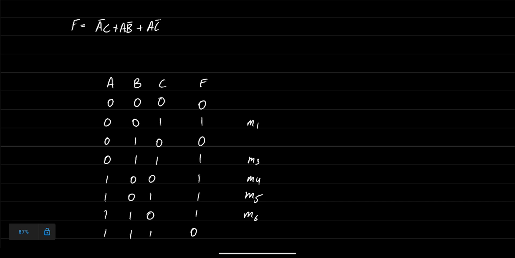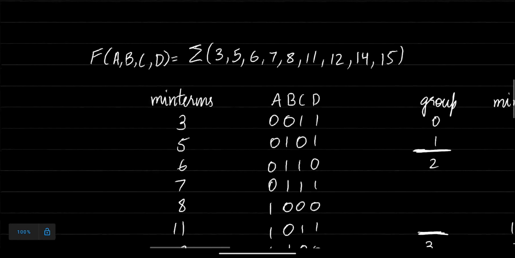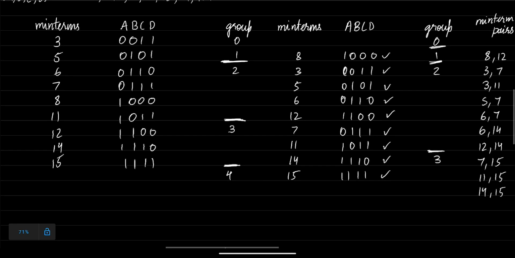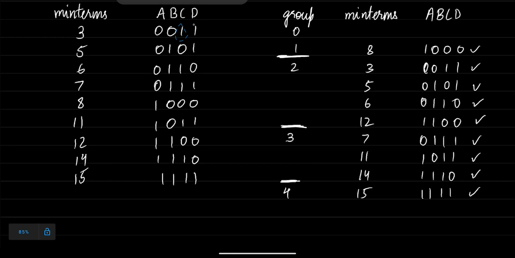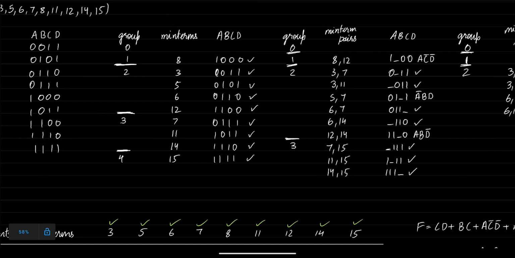So now we'll look at the Quine-McCluskey method for 4 variables. So here's a solved example for Quine-McCluskey method for 4 variables. We have been given a function, and again the first step is to write out a minterms table. So we've written out 3, 5, 6, 7 all the way up to 15. Then we form groups based on the number of ones. So as we can see, minterm 8 goes to group 1, minterm 3, which has 2 ones, goes to group 2, and so on. Now the next step is to form minterm pairs.